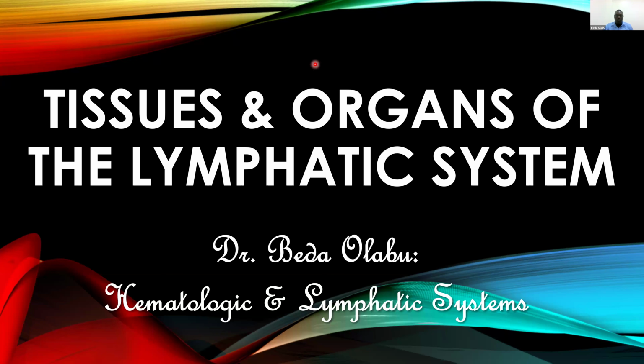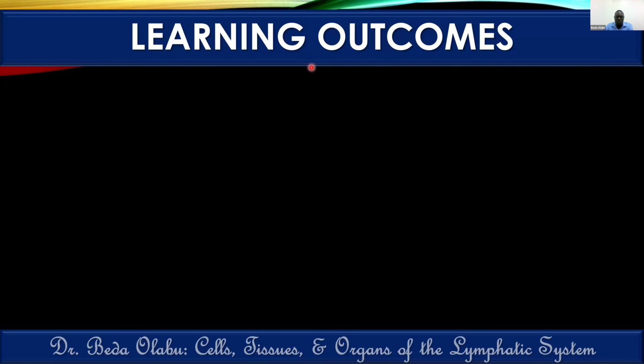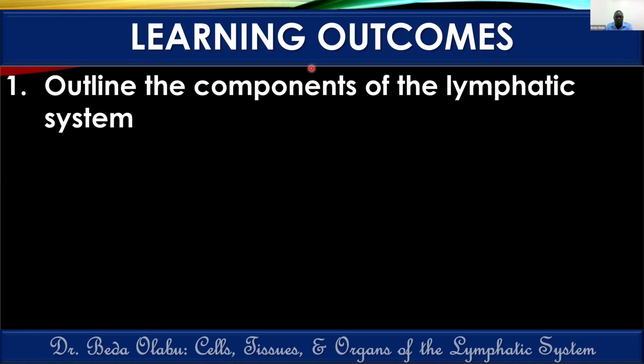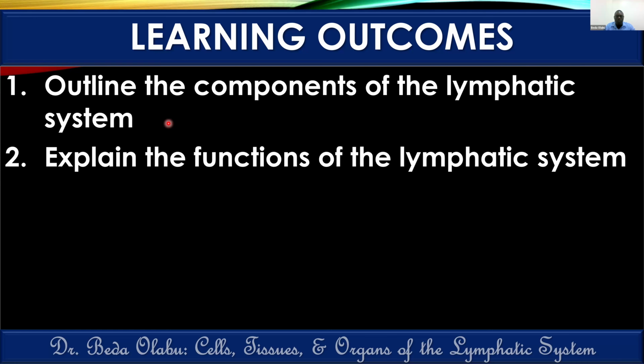Right, so we're going to look at tissues and organs of the lymphatic system. This is what you're going to learn. The first thing you're going to look at are the components of the lymphatic system. When you talk of lymphatic system, what are we referring to? Which structures constitute the lymphatic system? We'll then look at the key functions of the lymphatic system, what the role is.